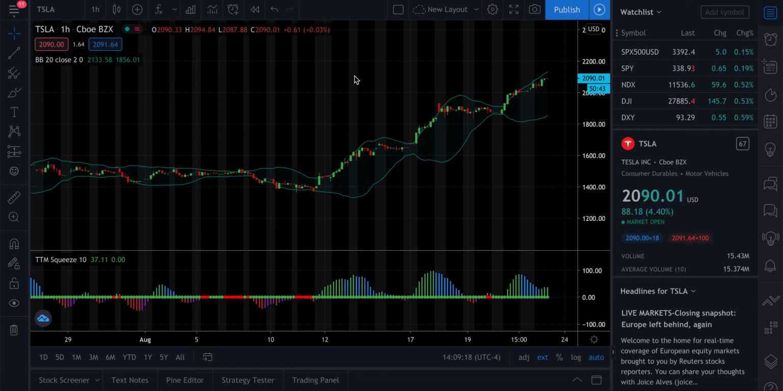So today a lot of people asked about what TTM squeeze is and how it works, so I'm going to explain a little bit about TTM squeeze and how it works. Okay, so TTM squeeze is basically a combination of Bollinger Band and Keltner's channel. So what is Bollinger Band?